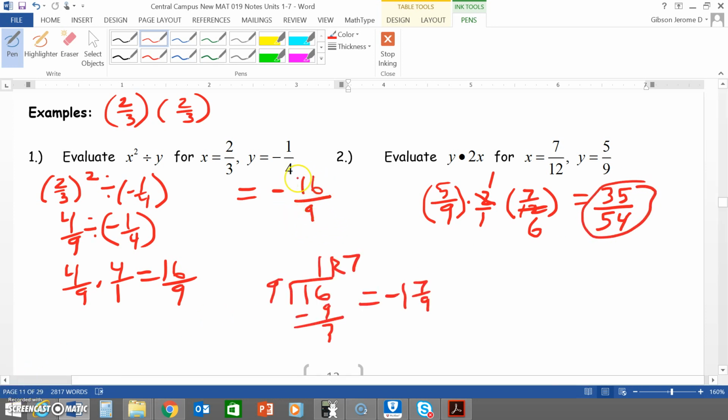Okay, now just in case you have an instructor that told you to write this as a mixed number, I wrote out the process here. 9 goes into 16 once. 1 times 9 is 9. 16 minus 9 gives you 7. So you have a remainder of 7. Your final answer.